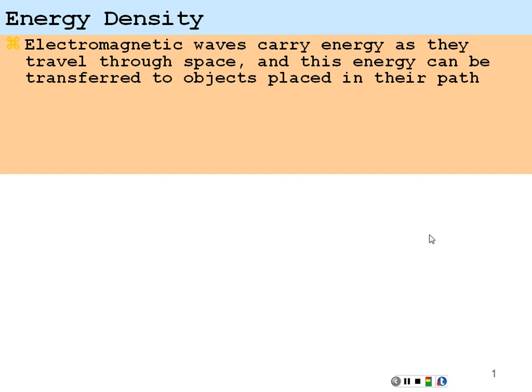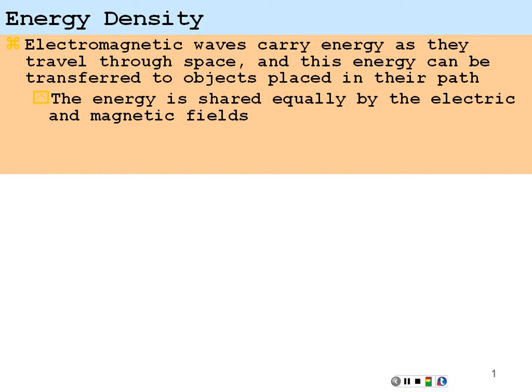This is the second video of our Chapter 34 dealing with energy density and spectrum for electromagnetic waves. Electromagnetic waves carry energy as they travel through space, and this energy can be transferred to objects placed in their path. The energy is shared equally by the electric field and the magnetic field of the electromagnetic wave.